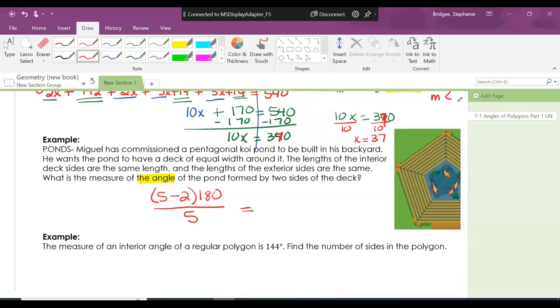5 minus 2 times 180, and then we're going to again divide it by 5. That gives me what one of the angles is. 108 degrees.